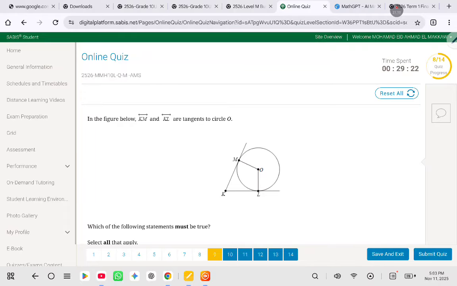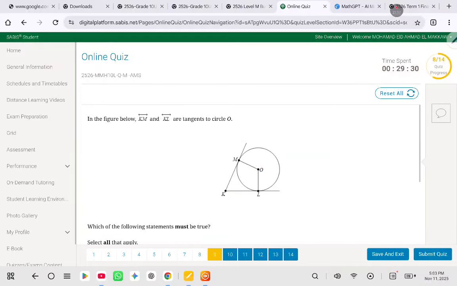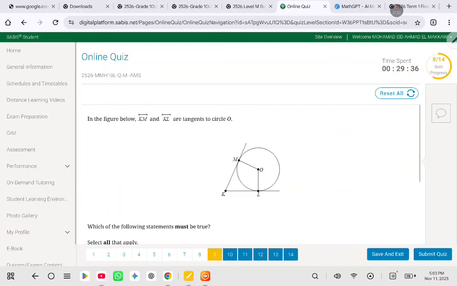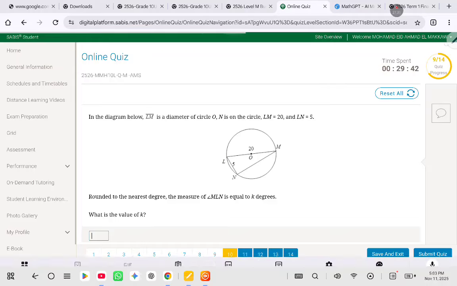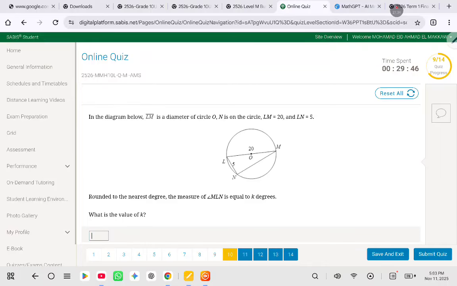KMO is equal to KLO. Yes, because angle L is a tangent line and angle M is a tangent line, so they're both 90, so this is true. KL is perpendicular to OL. Yes, because it's a tangent line, it's a right angle, it's perpendicular. MKL and MOL are complementary. No, they add up to 180, so they're supplementary actually. So yes, they are supplementary. That also came up from the previous AMS.